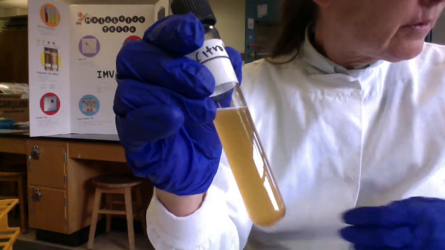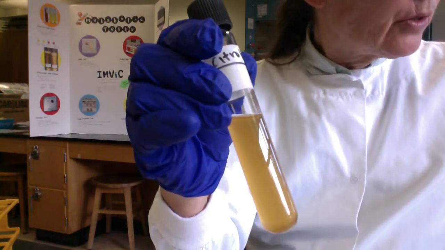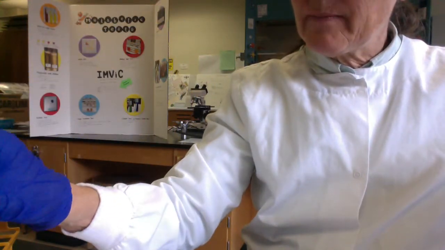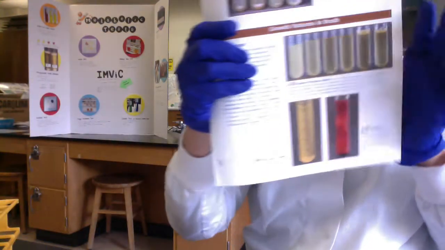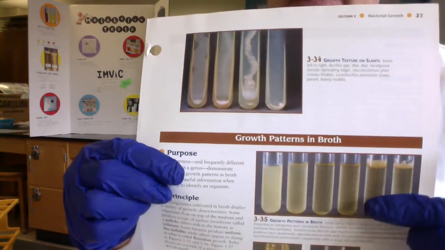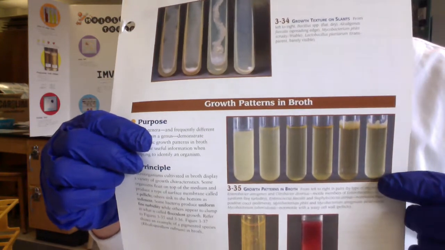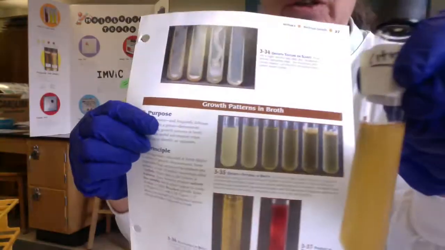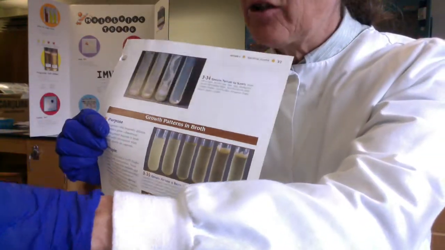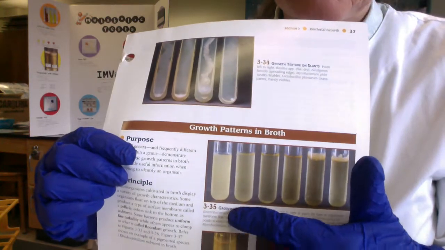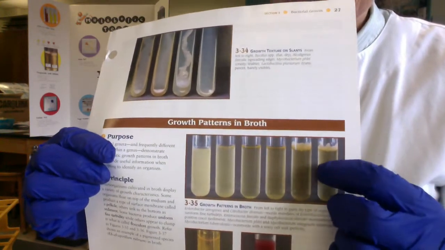One more thing, folks, I forgot. Let me just show you. This is out of the photo atlas, page 27. Here are patterns of growth that we would expect to see. So our Citrobacter here, before I shook it, was already turbid, and that suggests that you possibly have motile organisms, right? So they're swimming throughout the medium.